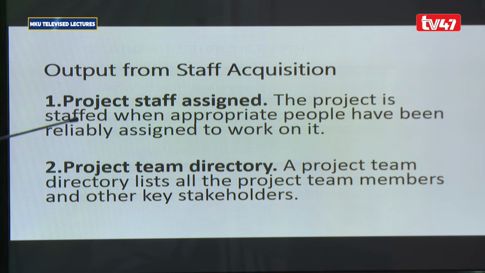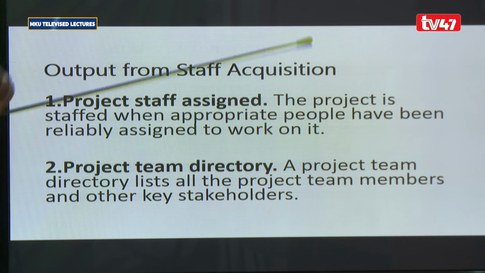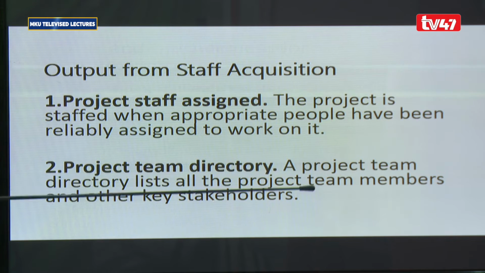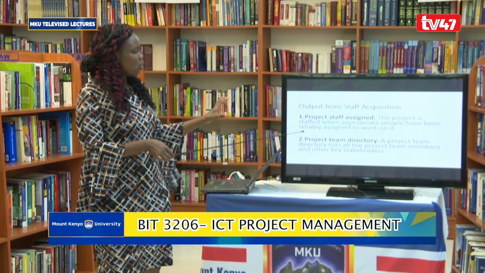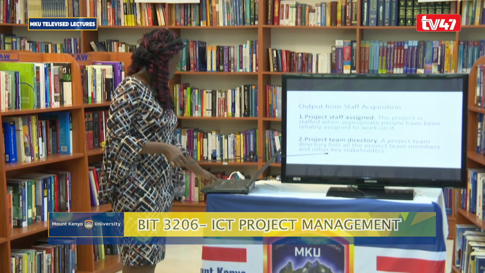Another key output will be the project team directory. So you'll have a directory listing the team members, the reporting relationships, their qualifications, their work experience, and the like. So you will have a directory of all the project team members and the key stakeholders, and every individual who is making a contribution towards the success of this project. So these are very critical outputs of staff acquisition.